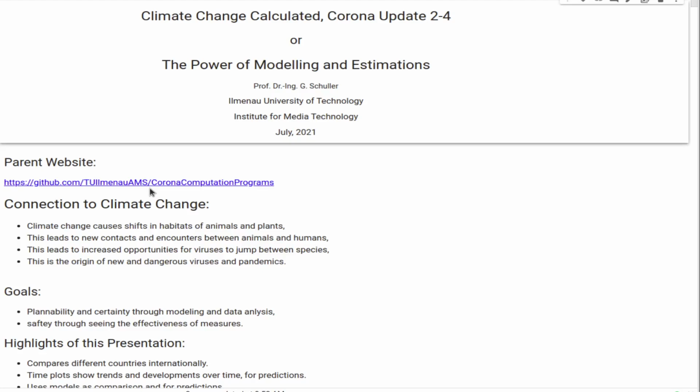What is the connection between the coronavirus and climate change? Climate change causes shifts in habitats of animals and plants, and this leads to new contacts and encounters between animals and humans. And this in turn leads to increased opportunities for viruses to jump between species. And this is the origin of new and dangerous viruses and pandemics, because if new viruses come from animals to humans, our human immune system doesn't know how to fight it.